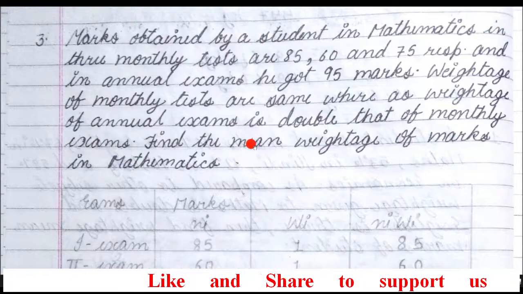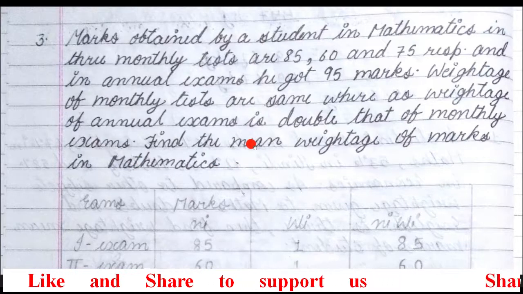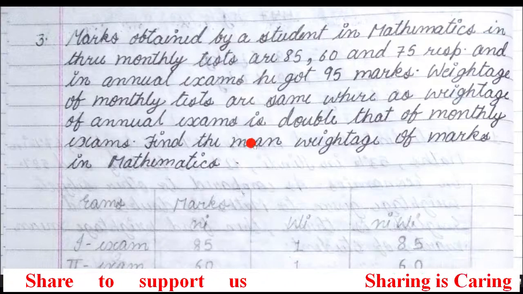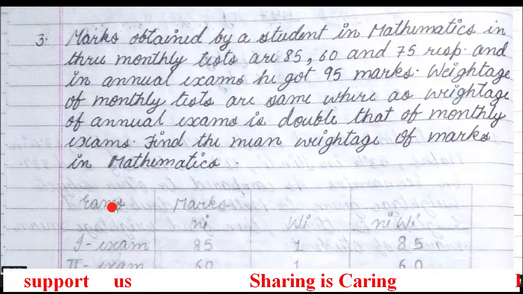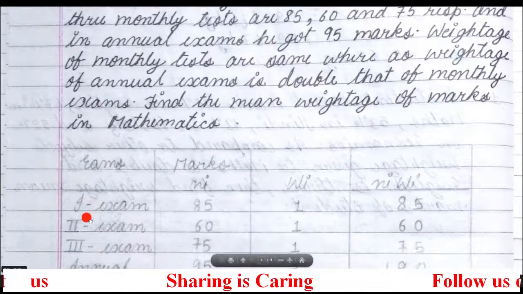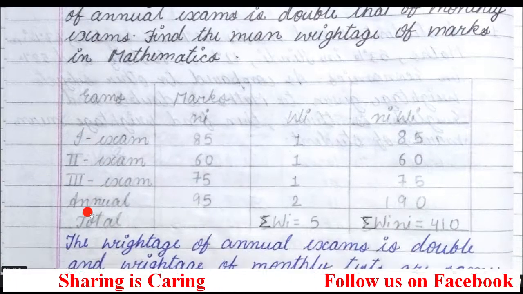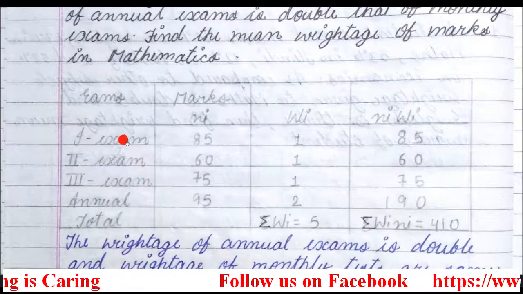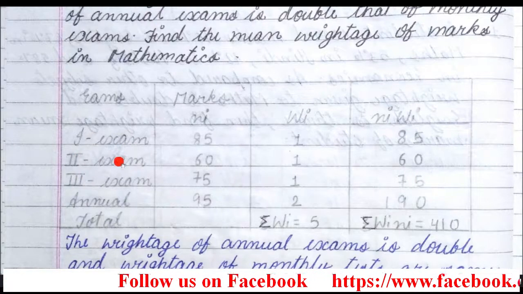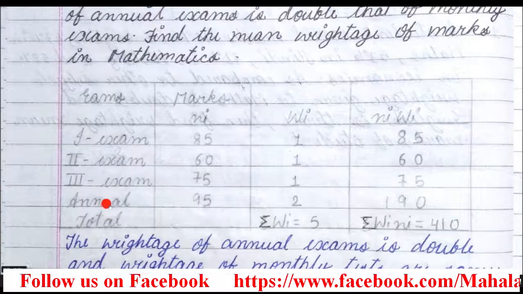So this question is just like question number 1, that's why we are doing this continuously. So here in the first column exams will come. Exams means what kind of exams we have. So here the first test, second test, third test, these are simple tests. And now the annual exam.